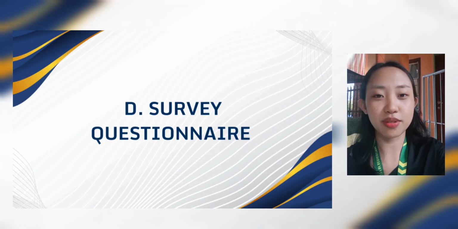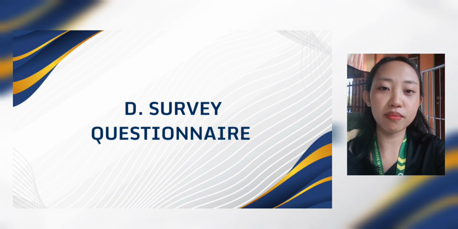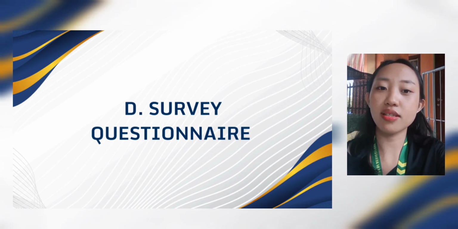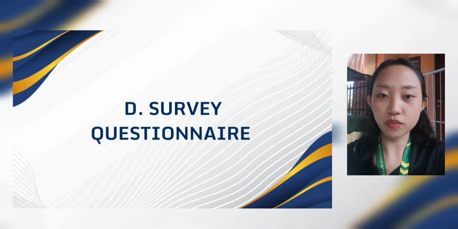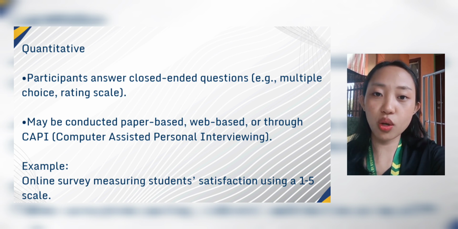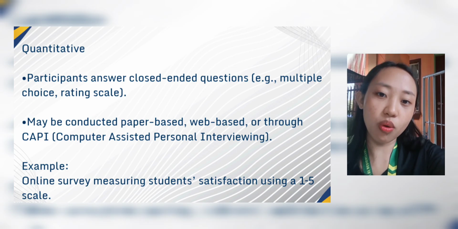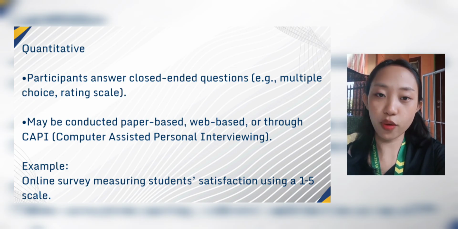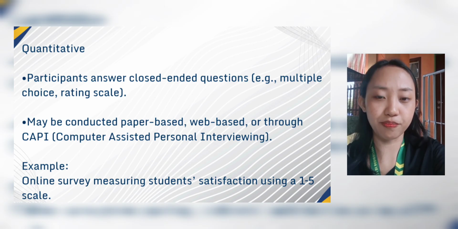Let's go for slide number 7, survey questionnaire. The fourth and probably the most familiar technique is the survey questionnaire. This is ideal when you need data from a large group of people quickly. For a quantitative survey, it looks like this. It uses closed-ended questions like multiple choice, yes or no, or rating scales. For example, rate your satisfaction from 1 to 5. It's great for statistical analysis.